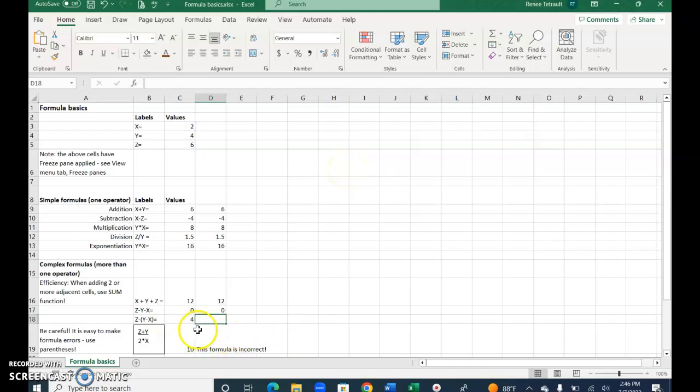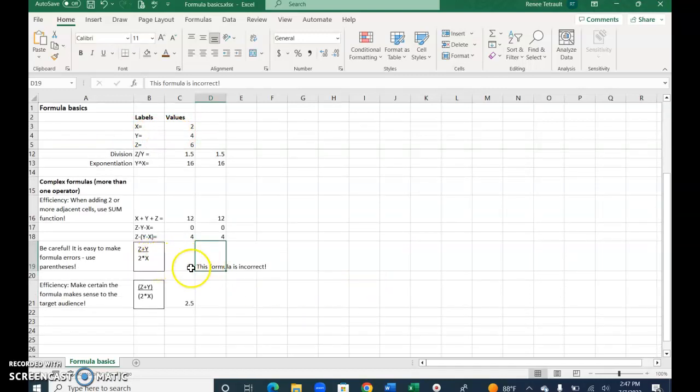Okay, row 18, what we want to do here, you're going to take the Z, which is 6, and you're going to subtract Y minus X. So just like order of operations, it'll do inside the parentheses first and then outside. Again, you would start with the equal sign, and we'll click C5 minus, you need to manually type the parentheses, Y minus X, close the parentheses, so it'll do 4 minus 2 first, and then it will subtract from C5, and you should get 4.